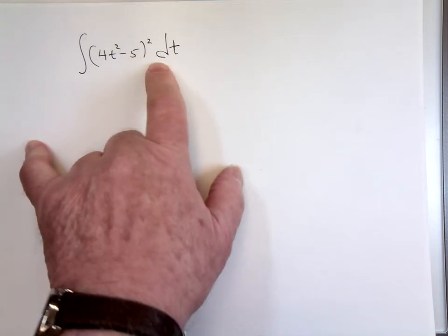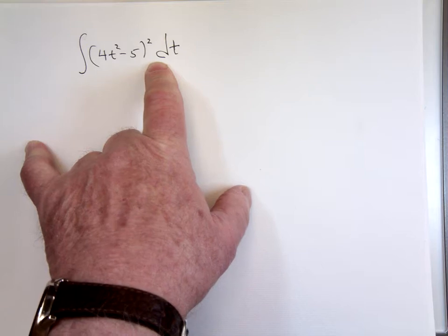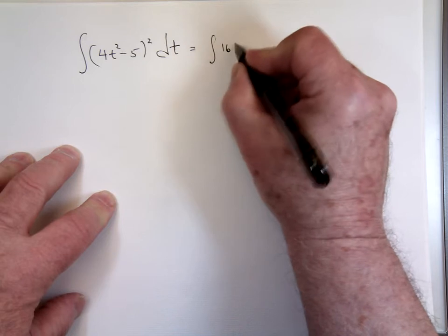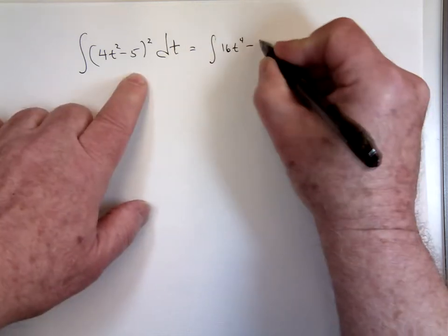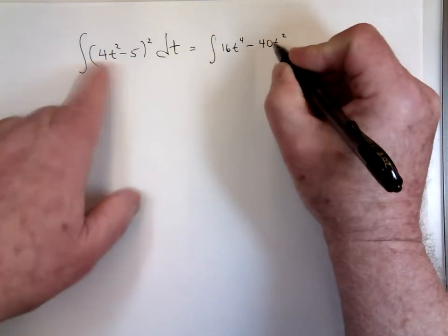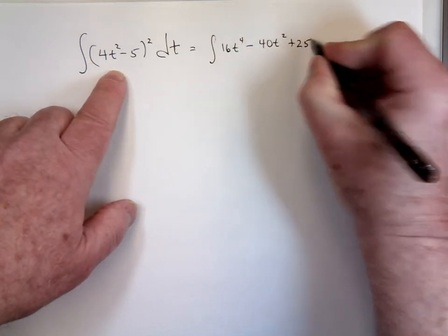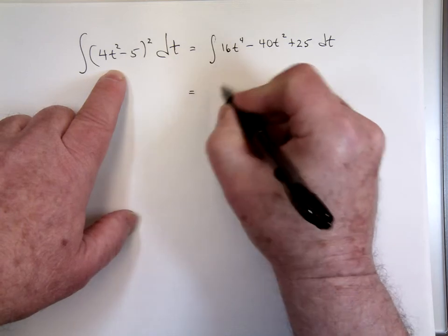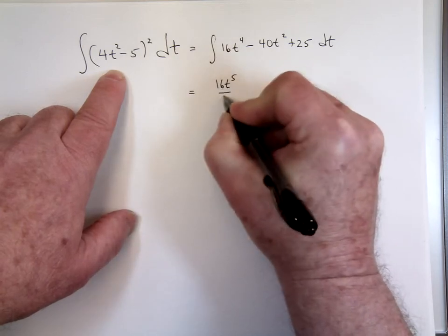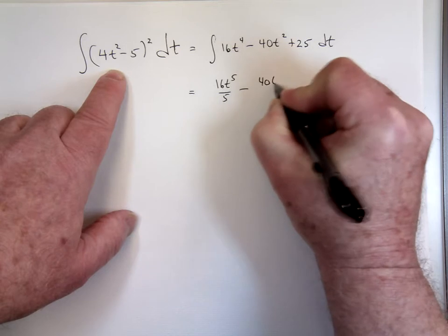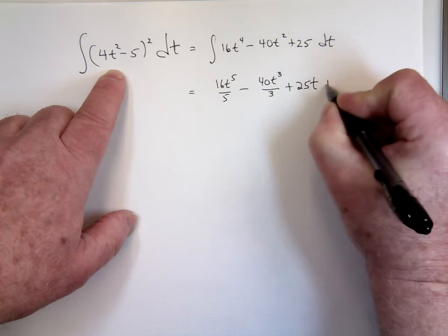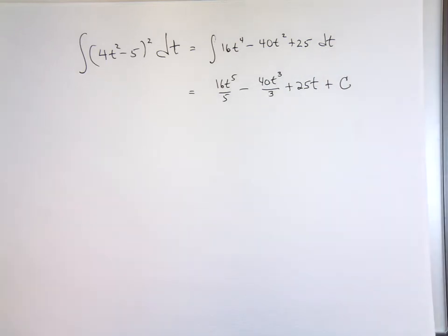What must we do here? Multiply it. Yeah, we have to multiply it out. Okay. So multiply it out, 16t to the 4th minus 40t squared, twice the product, right? Plus 25. Just multiply the thing out. Then integrate it term by term. 16t to the 5th over 5, 40t cubed over 3, 25t plus c. That's the answer I keep putting in online, but it doesn't work.